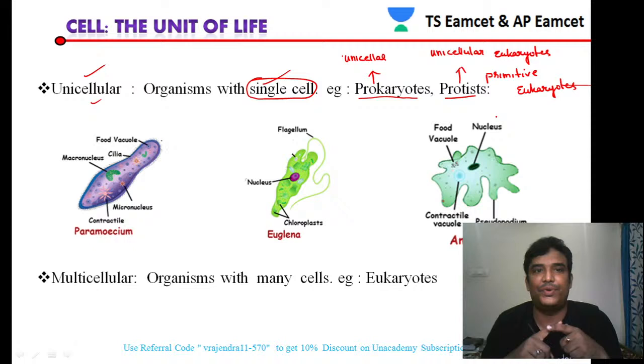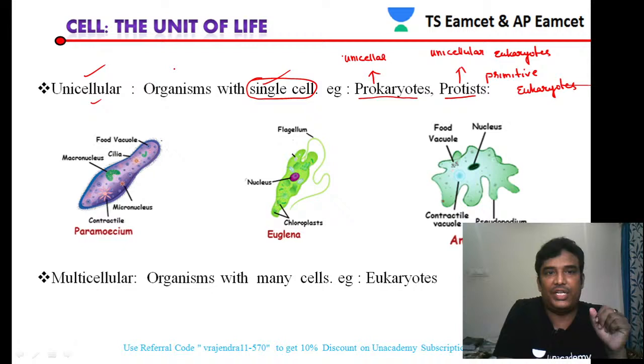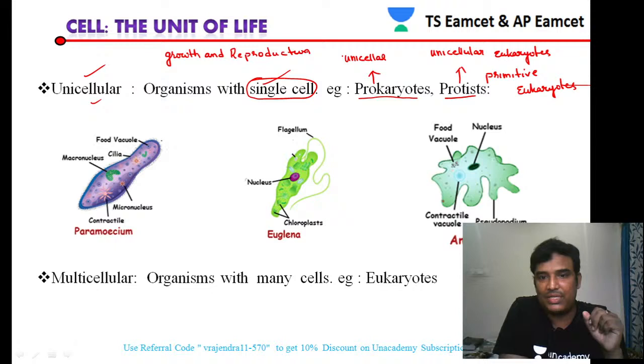The organism has only a single cell, and that single cell performs all the metabolic activities. Such organisms are called unicellular. One important character feature here is that growth and reproduction in unicellular organisms take place at the same time.